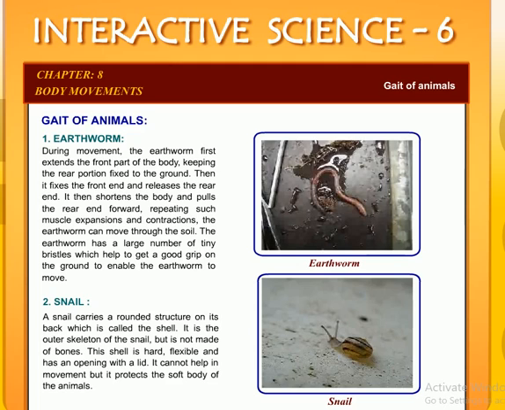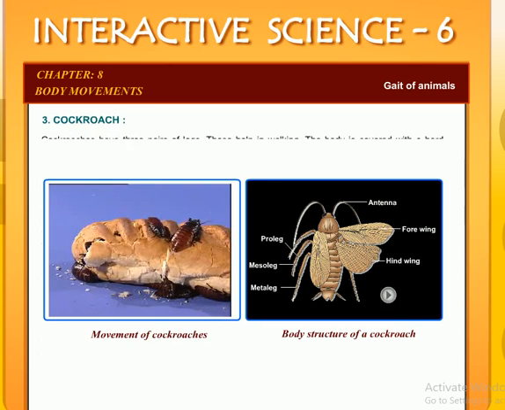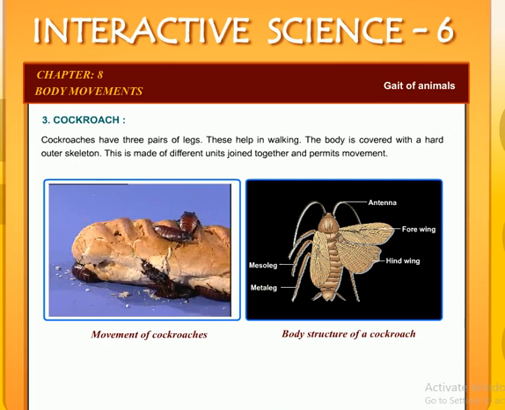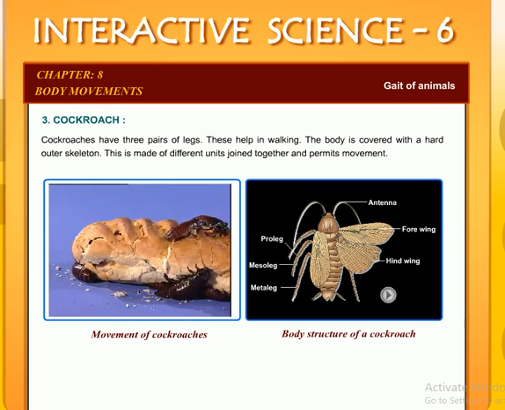The shell is hard, flexible and has an opening with a lid. It cannot help in movement, but it protects the soft body of the animals. 3. Cockroach. Cockroaches have 3 pairs of legs. These help in walking. The body is covered with a hard outer skeleton. This is made of different units joined together and permits movement.